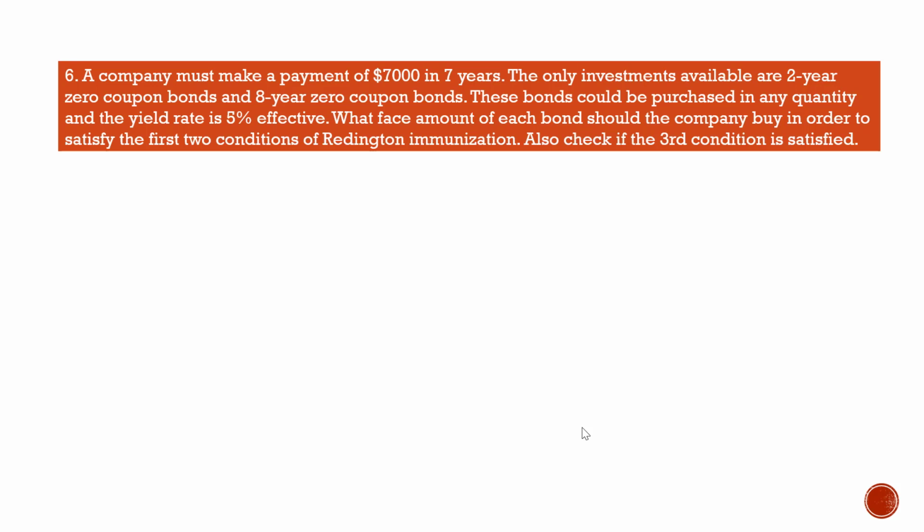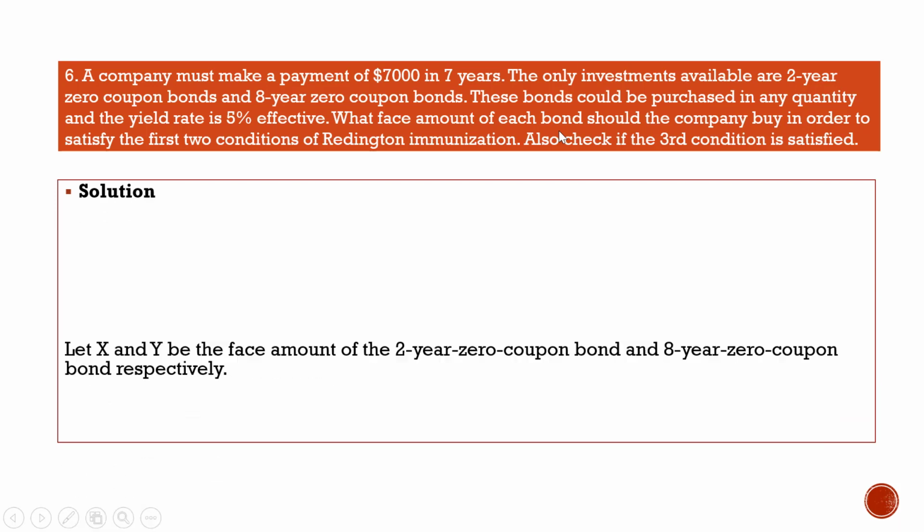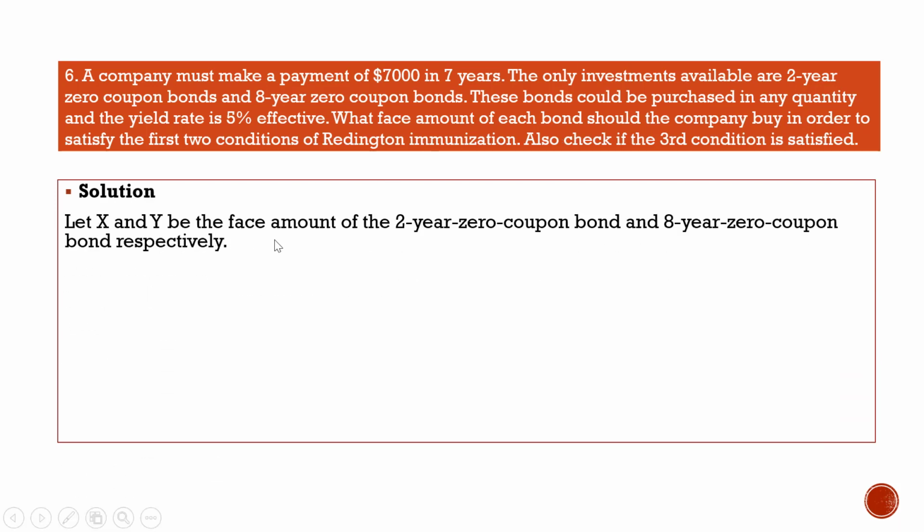So first, we have to determine which amount is liability and which amount is assets. Here, the company must make a payment of 7,000 in 7 years. So 7,000 is what the company owes. So that is the liability. And the bonds are assets. Here, the question asks for the face amount of each bond. So let X be the face amount of the first bond, and Y the face amount of the second bond, respectively.